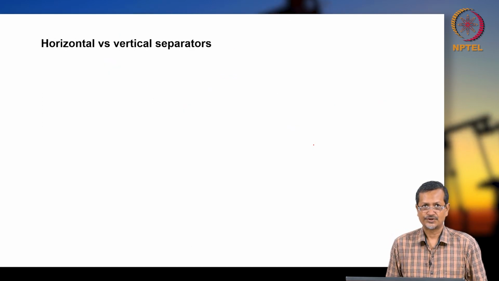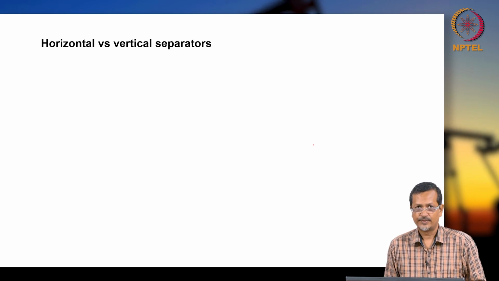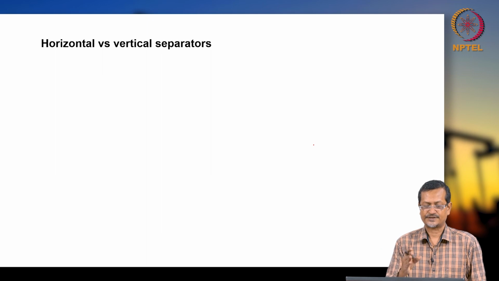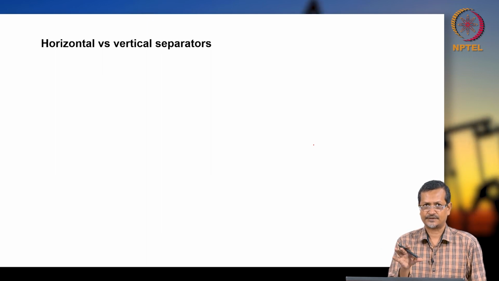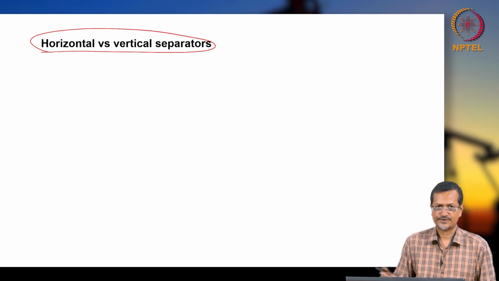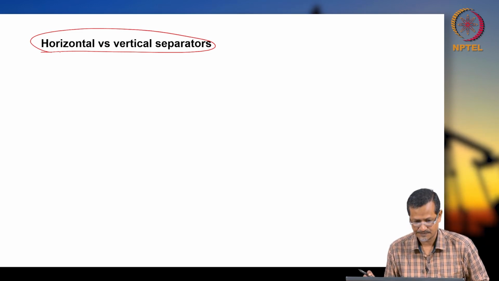Now we have seen horizontal, vertical and spherical separators. Because the spherical separator has small use, we are not differentiating among these three. We are just focusing on horizontal and vertical separators. These are most commonly used in surface or offshore production systems.